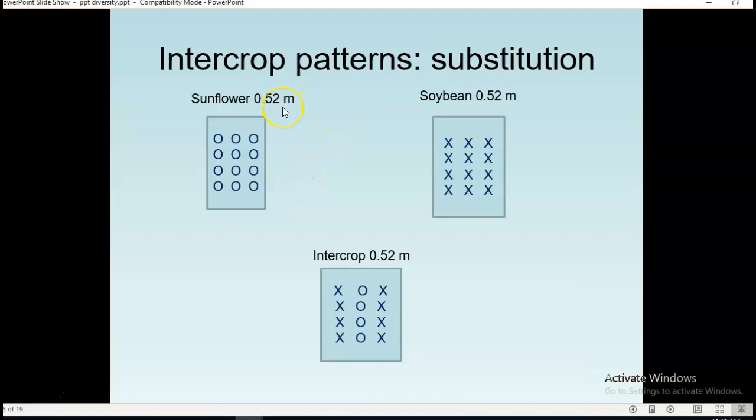One thing I want to point out here about intercropping is that it might be a substitution type intercrop. In this case, if we're looking at sunflowers and soybeans, they're usually planted about 1.5 feet apart. This is 0.5 meters. So in this case, you can see that the sunflower is planted 0.5 meters apart, the rows. The soybean, in this case too, is planted 0.5 meters apart. If you're doing a substitution type intercrop, then you leave out some of your soybean rows and you put in sunflower rows. And it's using the same amount of land. So this is a substitution type intercrop.